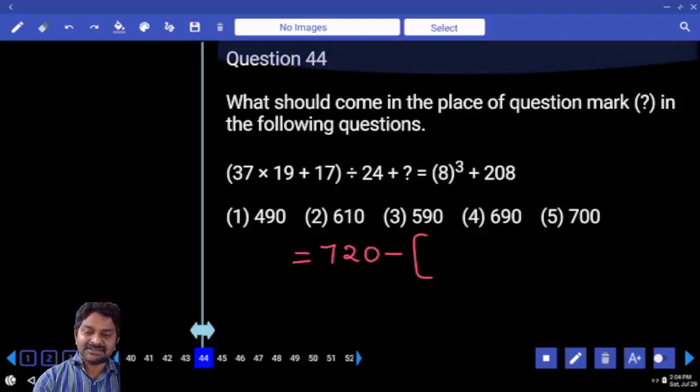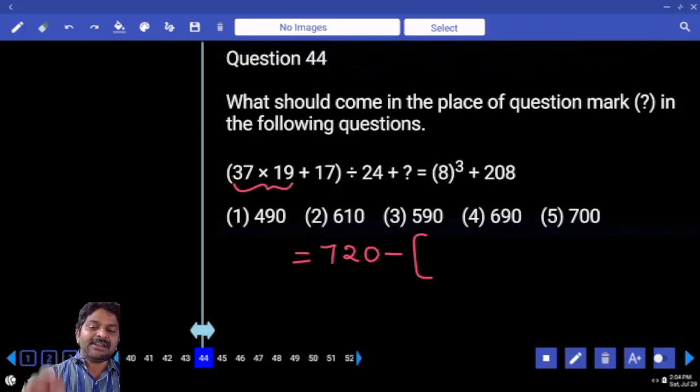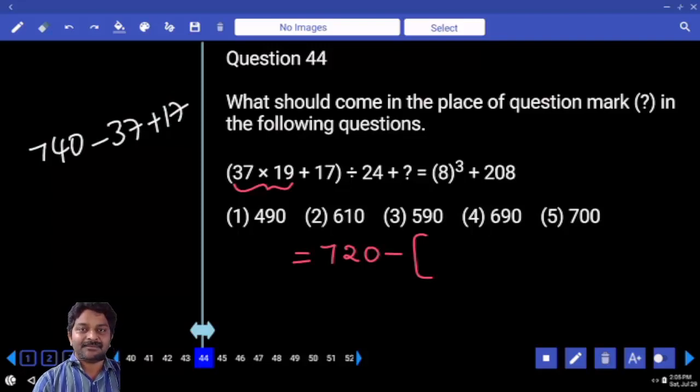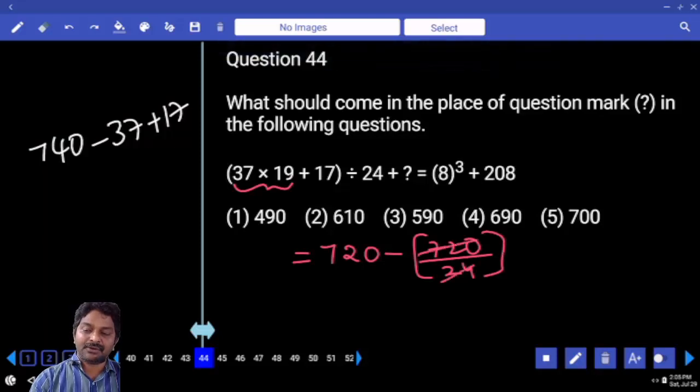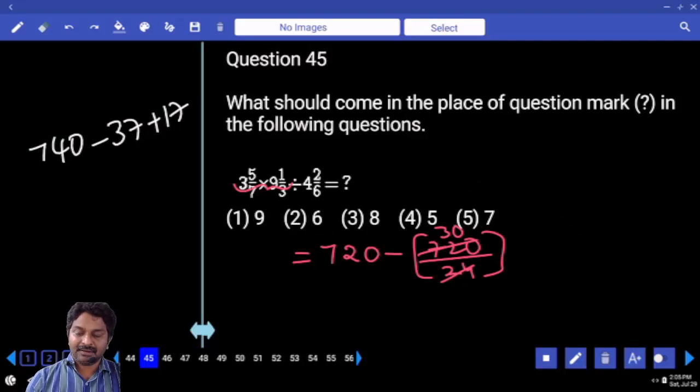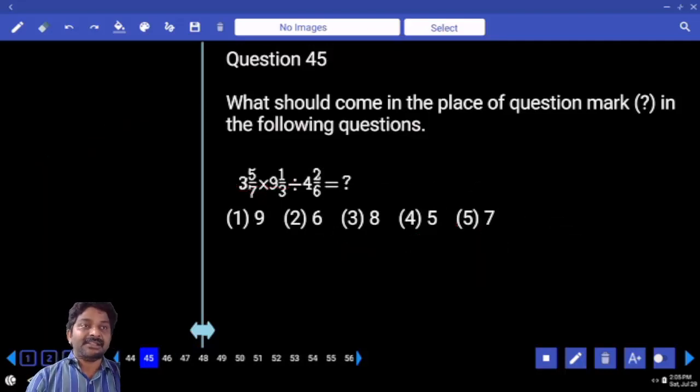720 minus 37, 19 times. Can I go with 20 times minus 1 time? 20 times is 740 minus 37. Again we have plus 17 also. Minus 37 plus 17, minus 20 subtracted from 740. Next, 720 divided by 24. 24 3 times and then a 0. 720 minus 30.